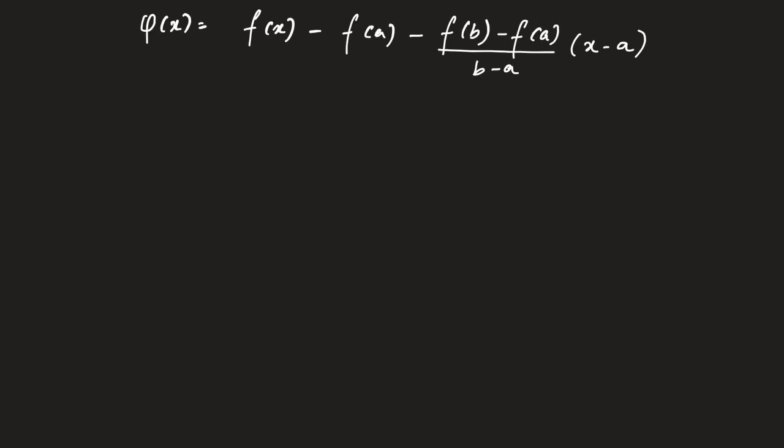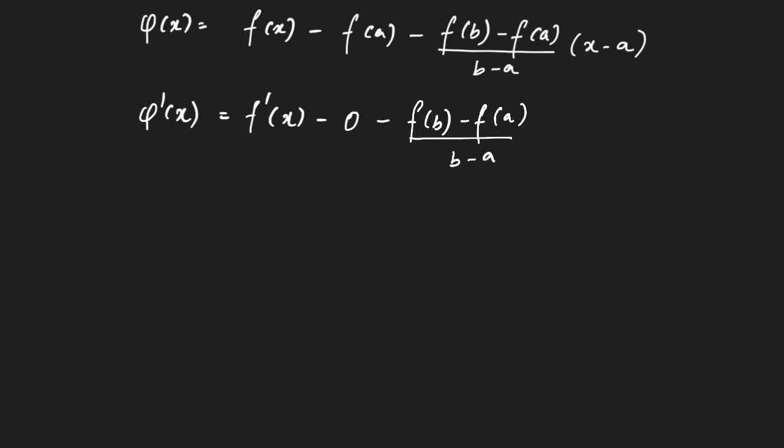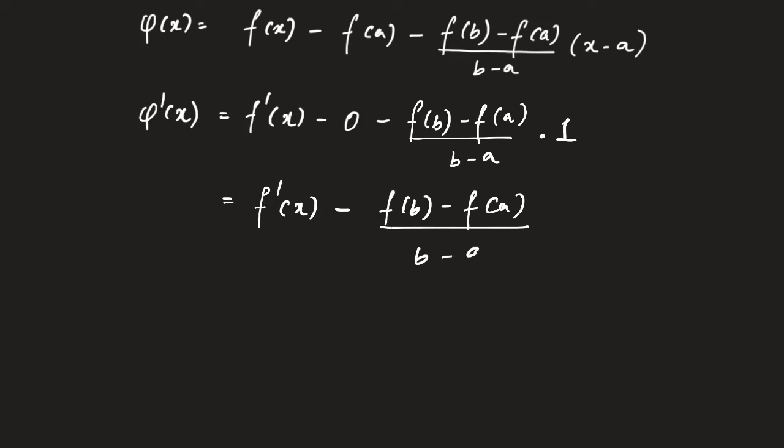I have rewritten phi of x for convenience. So phi dash of x is equal to f dash of x minus the derivative of a constant, which is equal to 0, minus, so again (f of b minus f of a) by (b minus a) is a constant, so that comes out. So we get (f of b minus f of a) by (b minus a) into the derivative of (x minus a). But the derivative of (x minus a) is equal to 1. So we get this is equal to f dash of x minus (f of b minus f of a) by (b minus a).